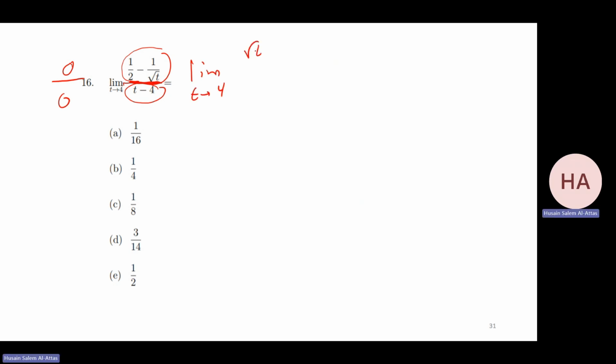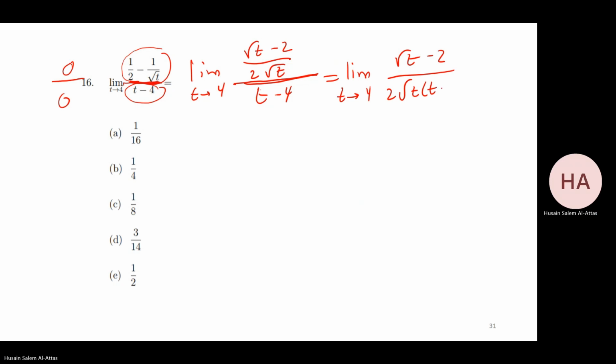This will be square root of t minus 2 over 2 square root of t, all over t minus 4. And this will be limit t goes to 4, square root of t minus 2 over 2 square root of t, with t minus 4. Now, when you rationalize, the one which makes a problem, only this one, which is making the 0. This one, I have no problem with it. So just leave it. I need to rationalize the numerator only.